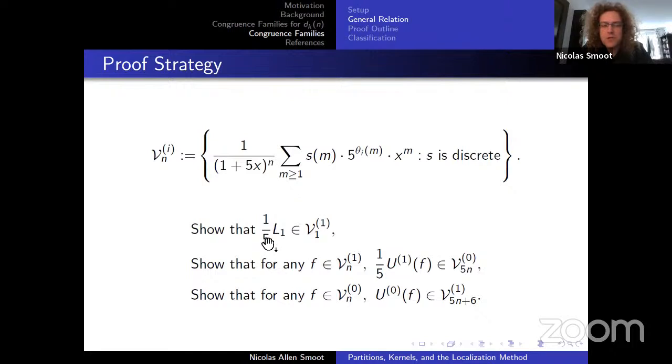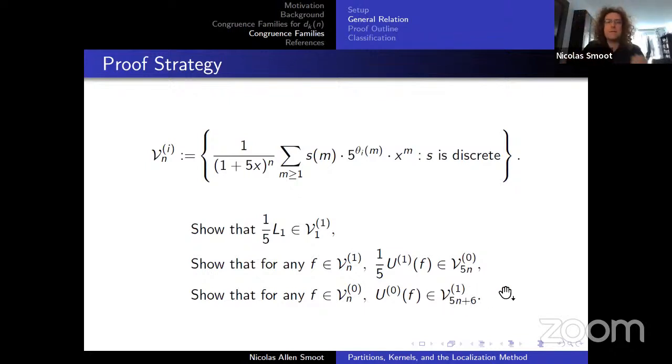But otherwise, you want to show that L1 is in V1 on top, but again, it's also divisible by 5. Okay, and we have that. The very first case gives that. The induction argument: if I take any f in V_n^1, and I apply the U1 operator to it, I'm going to end up in V_n^0. The bottom's going to go up to 5n, and I'm going to gain a power of 5. That's important. And then if f is in V_n^0, and I apply the U0 operator, I end up in V_{5n+6}^1.